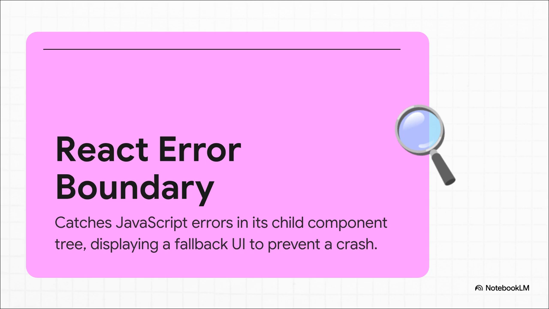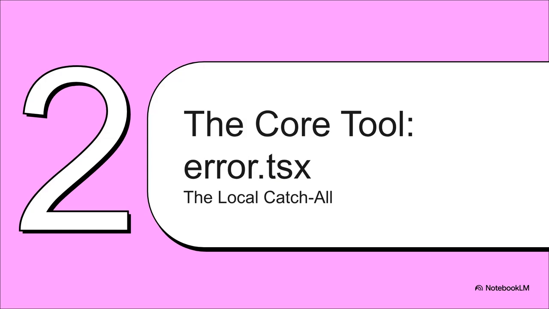The best way to think of it is like a safety net. If any component inside that boundary throws an error, the boundary catches it, shows a nice fallback UI, and stops the whole app from coming crashing down. All right, so how do we actually create one of these safety nets in Next.js? Well, it's with a super simple file convention, error.tsx.